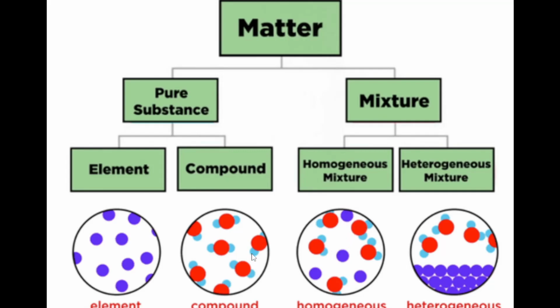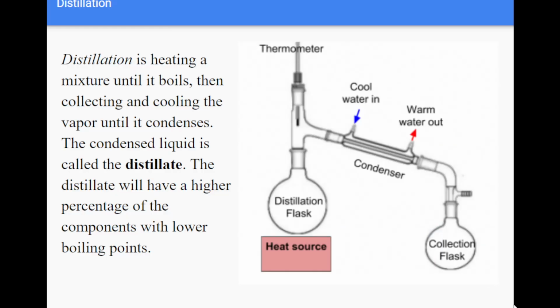If it was a compound in a representation like this, the different circles would be touching. Now heterogeneous, notice that we have a layer down here and then we have a layer on top. So it's not uniform throughout. There are several different ways to separate mixtures.